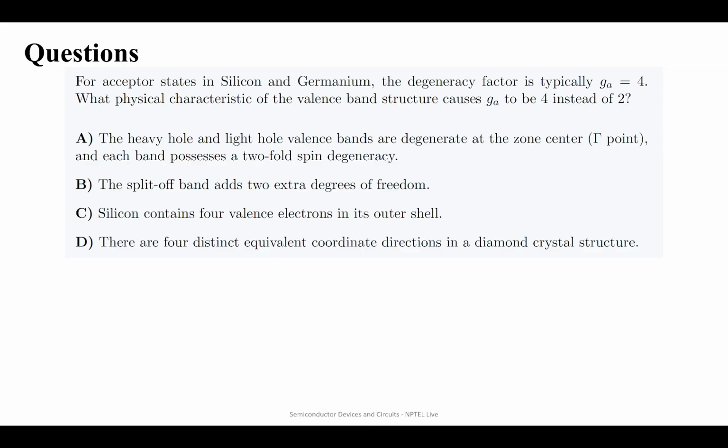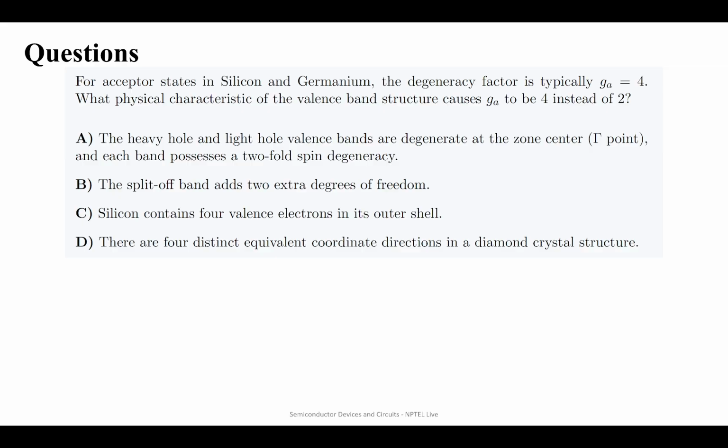For acceptor states in silicon and germanium, the degeneracy factor is typically Ga equals 4. What physical characteristic of the valence band structure causes Ga to be 4 instead of 2? The heavy hole and light hole valence bands are degenerate at the zone center, the gamma point, and each band possesses a two-fold spin degeneracy. The split-off band adds two extra degrees of freedom.